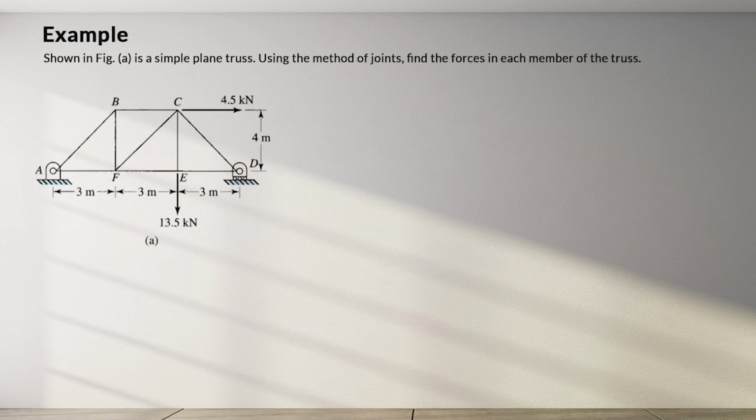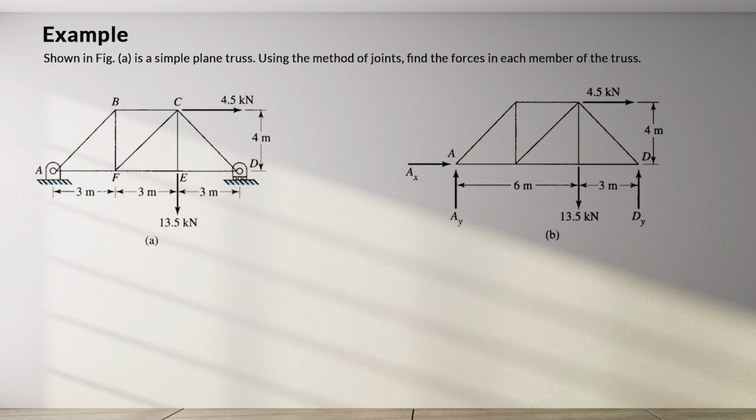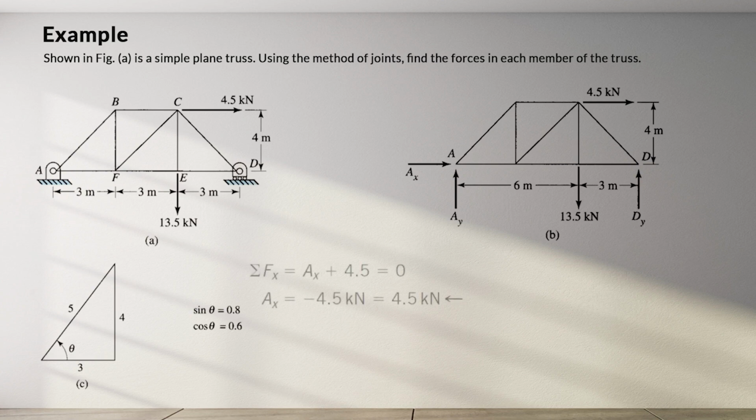Let's look at a relatively more complex example. Shown in Figure A is a simple plane truss. Using the method of joints, find the forces in each member of the truss. Again, always start by drawing your free body diagram. Find the angles in the truss if they are missing. Then find the reactions using equilibrium equations.